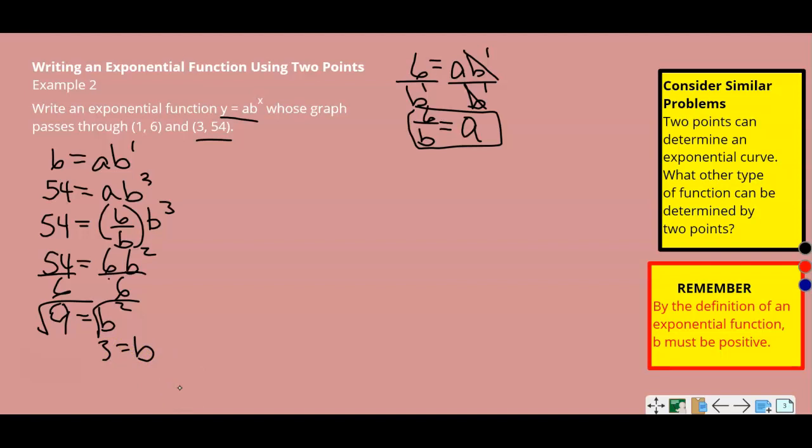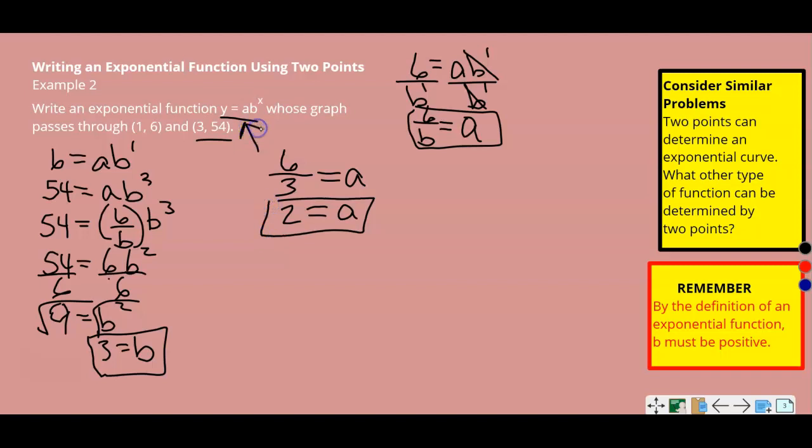So once we do that, we can plug b back in to find a. All right, so we know up here 6 over b equals a. So let's do 6 over 3 because we just found that b equals 3. 6 divided by 3 is 2. So a equals 2.